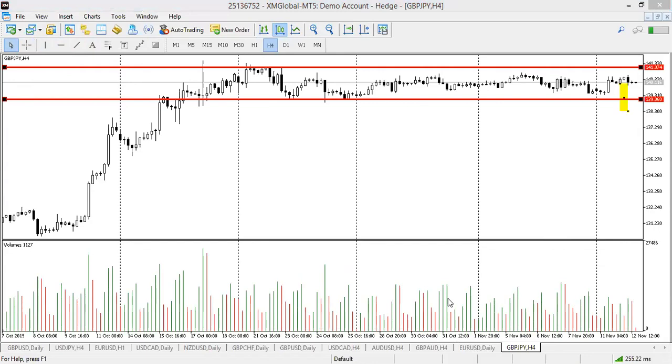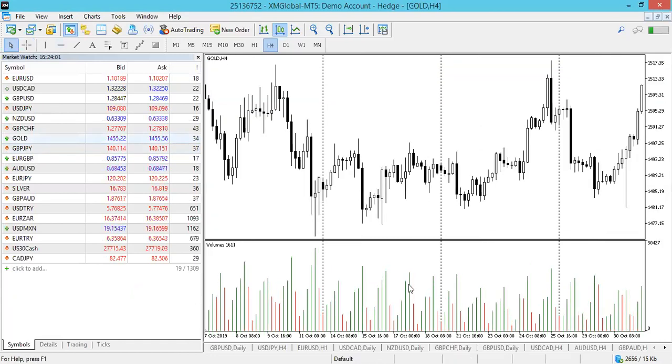Okay. Di po ba nag-pin bar forming now sa gold or price rejection lang? Which time frame are we talking about? Sige, balik tayo sa gold. All right. Gold.